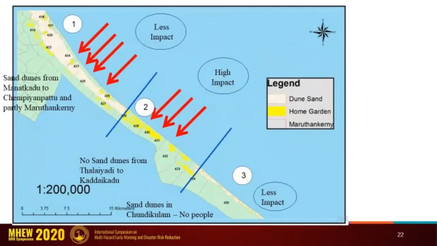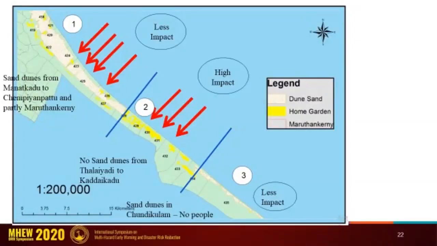This is the important map. 3 zones are shown in the map. The first zone represents the sand dunes area, which is distributed from Manakad to Maradangani. During the tsunami, these dunes protected people from the tsunami waves. The second zone represents the sandy area, but no sand dune is found there, which is distributed from Thaledi to Kattekad. During the tsunami, this area was highly affected by tsunami waves.